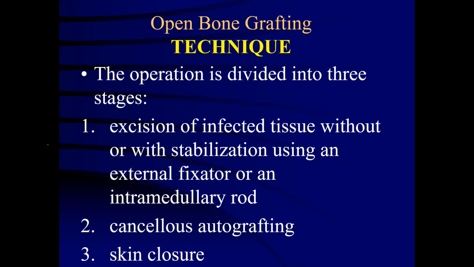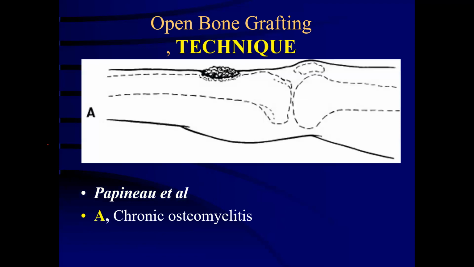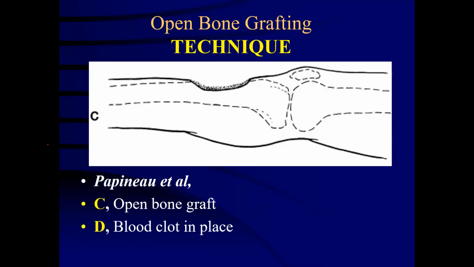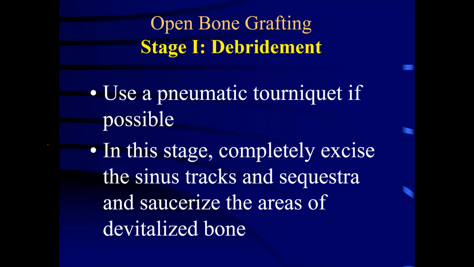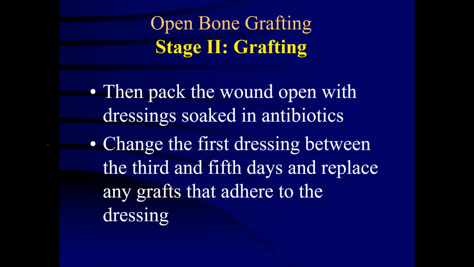So it's divided into 3 phases: excision of the infected tissue without or with stabilization using an external fixator or intramedullary rod, cancellous autografting, and then finally skin closure. And this shows you of how the bone graft is applied over the defect. Okay? So you have to know the Papineau technique. This is a demand that we always ask. I have to come to the spine.